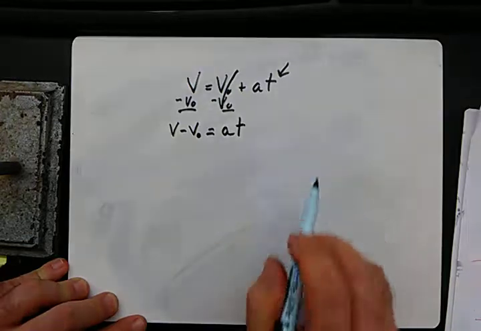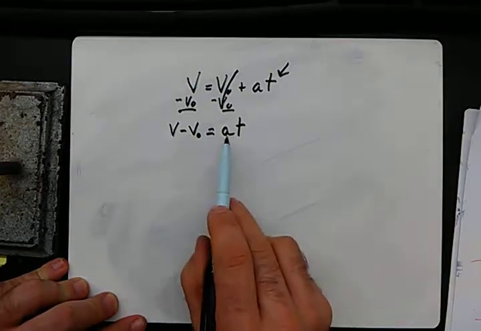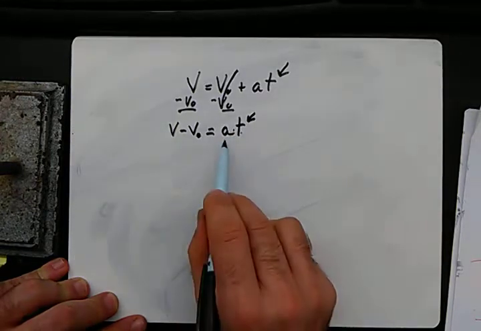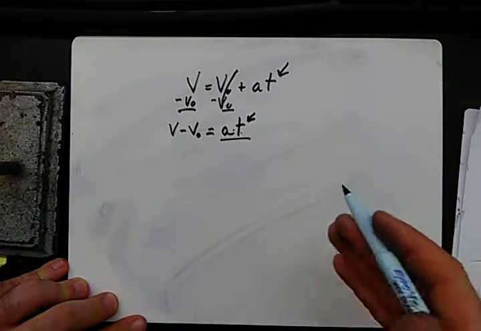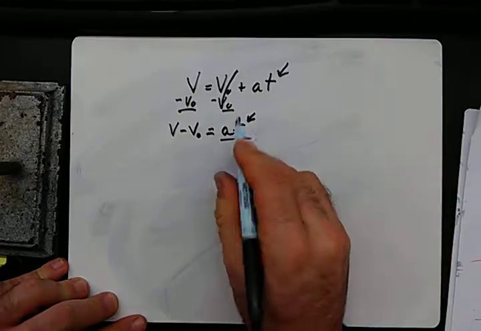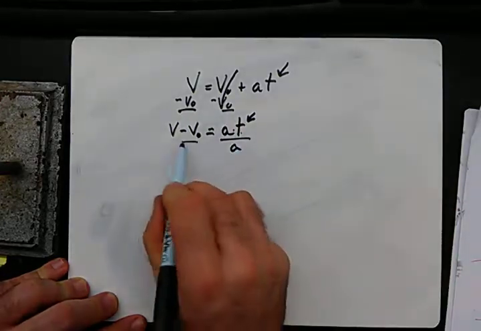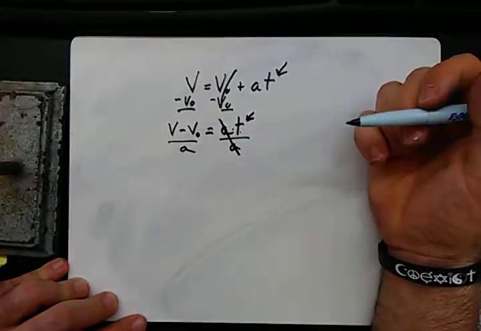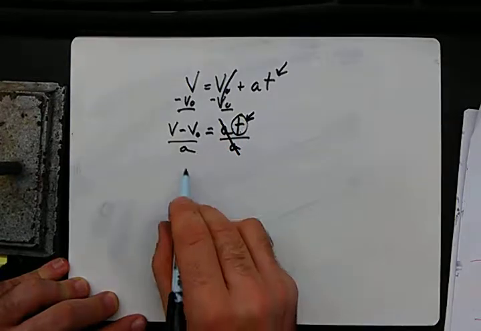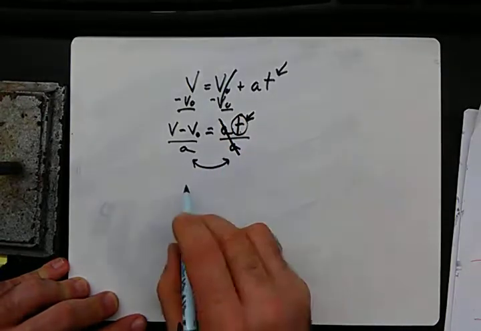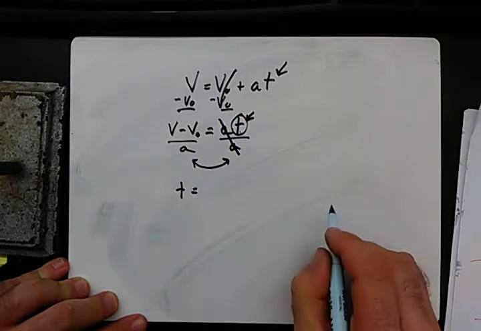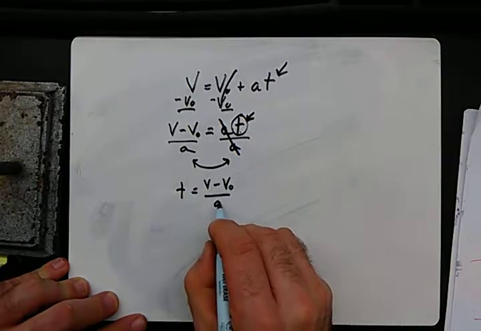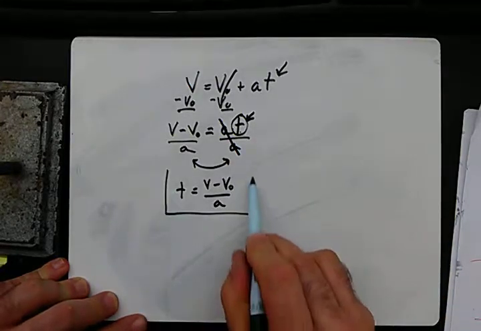A times T. Okay, so now I've got an A attached to that T. If I'm still solving for T, I've got an A multiplied by T. Guys, the opposite of multiplication is, you got it, division. So you're dividing by A and dividing by A. A over A is 1, and then you're left with T. So let's rearrange that, move it around a little bit, and clean it up for you. T is V minus V naught over A.